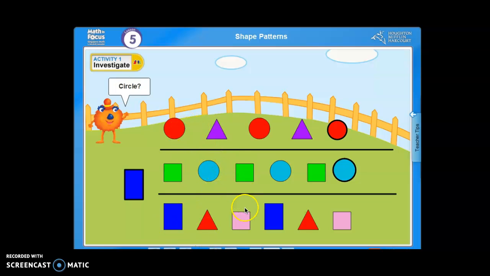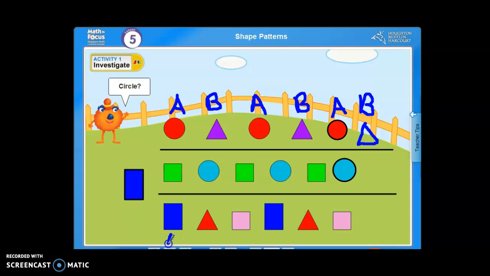The first two were A-B patterns. We have A, B, A, B. Each time you see an A, it'll be a circle, and each time you see a B, it's a triangle. So if we kept it going, what would come after the circle? It would be a triangle. So you have an A-B pattern. This one is also an A-B pattern.